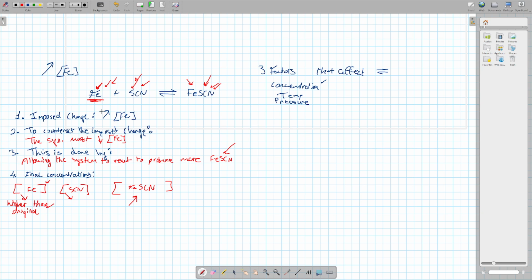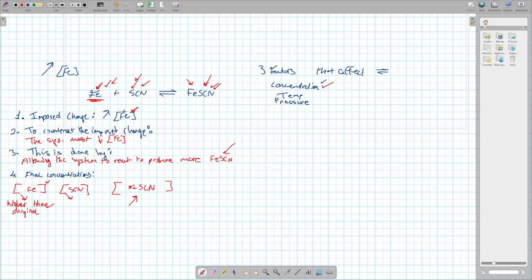Why? Because at the start, didn't we add Fe? How is it going to go back to normal if we added Fe? It might go down, but it won't go down to the original. It will still be a bit higher than the original. But SCN will be the same. So this is the first thing, concentration. Okay, if you add something, we want to decrease that thing.